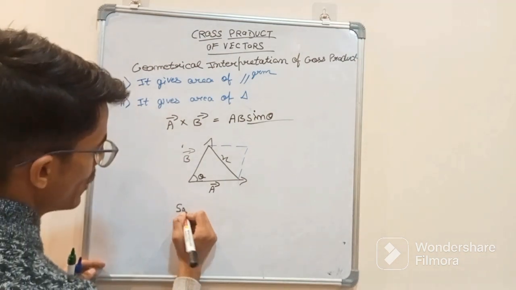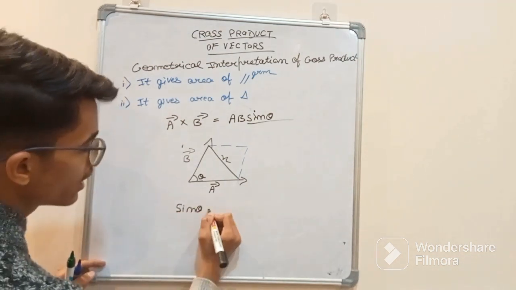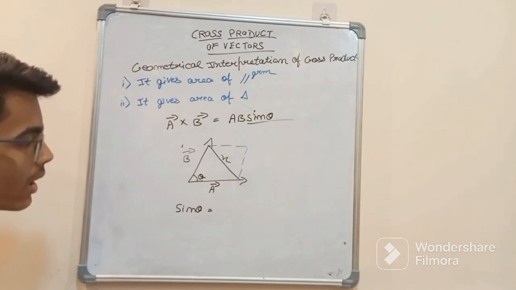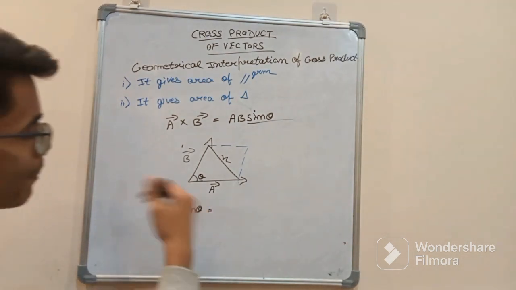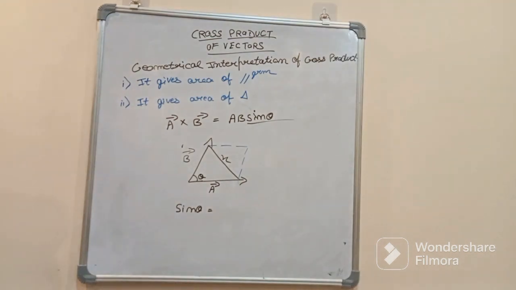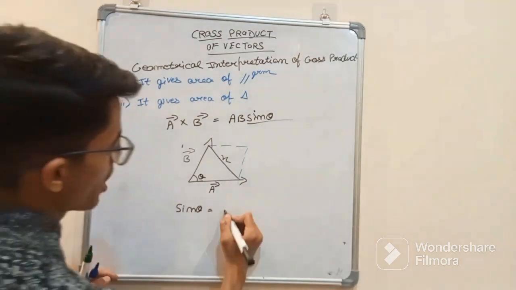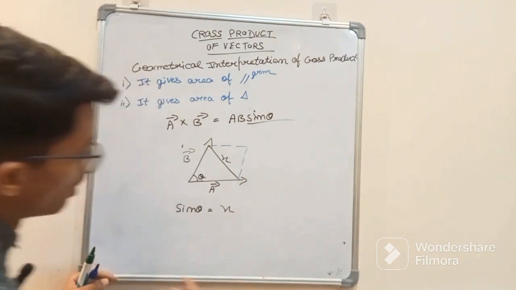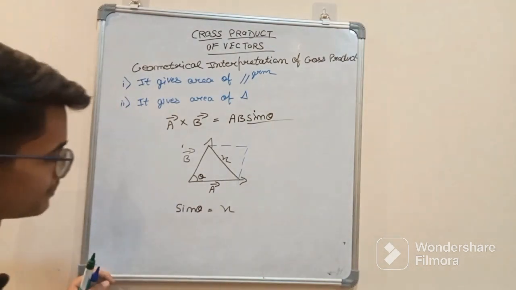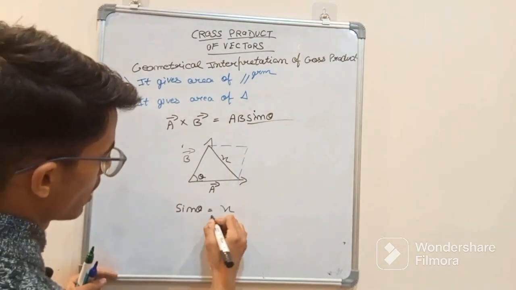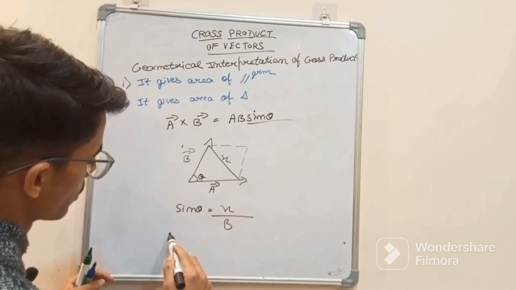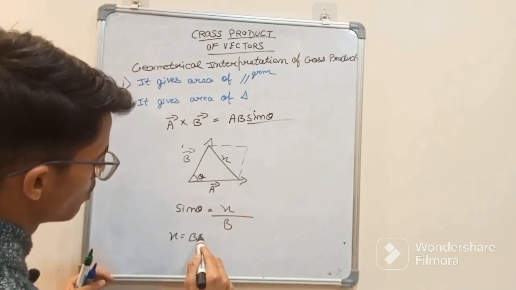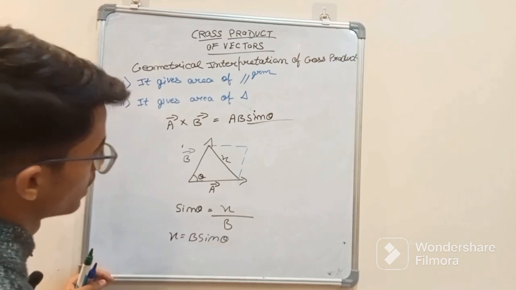Now we take sine theta between A vector and B vector. So sine theta is equal to perpendicular upon hypotenuse. So perpendicular we have x and hypotenuse we have B. So can we write x is equal to B sin theta?